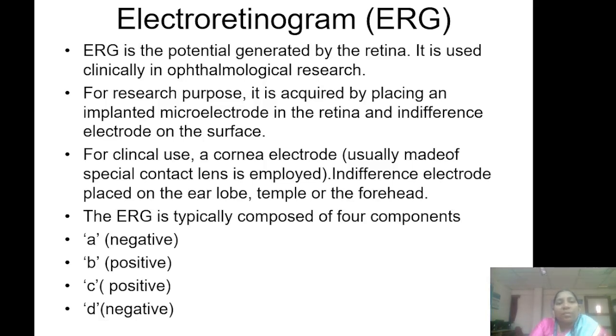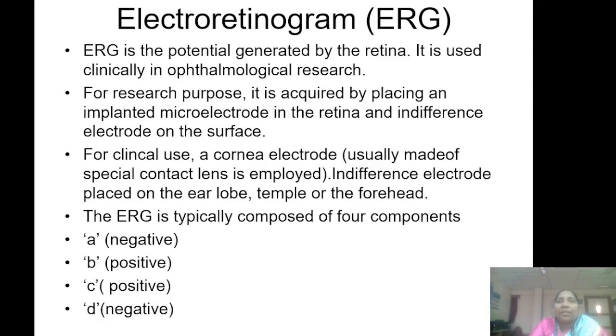If you are going to use ERG for a clinical purpose, in that case a cornea electrode is used. This cornea electrode is nothing but a kind of contact lens which is placed over the retina, and a reference electrode called the indifference electrode is placed near the earlobe or on the forehead.